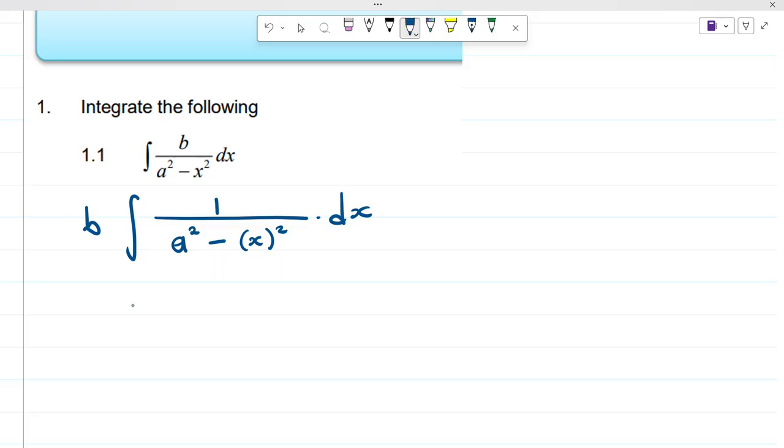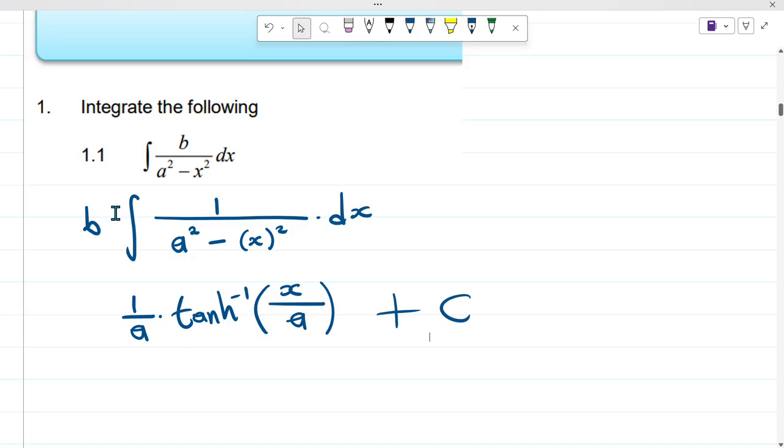So I've already said that my answer will have 1 over a multiplied by the hyperbolic tan inverse of f of x. My f of x, being x for this case, is just x upon a, and then plus c. Of course, I should always remember that whatever is outside the integral should go with me to the answer, meaning that this b I'm going to take with me to the answer. So I'm just going to write the b here, and then, ta-da, you have your answer.